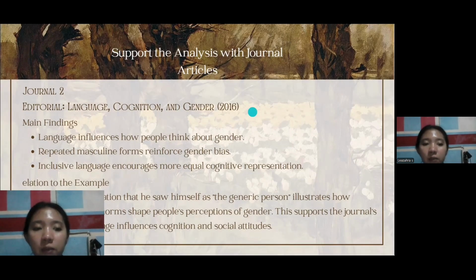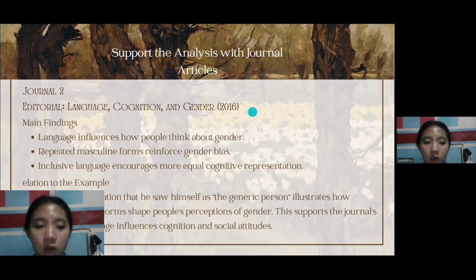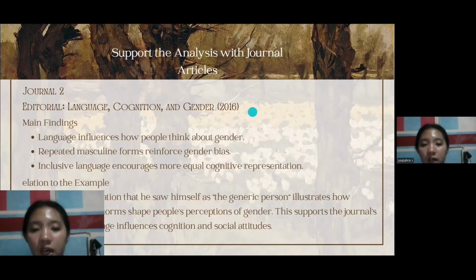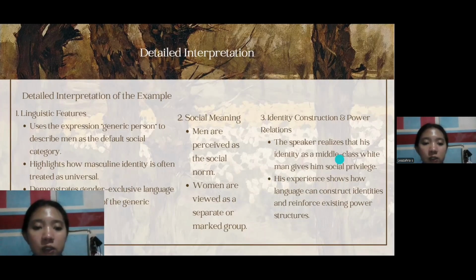Relation to the example: the speaker realized that he saw himself as the generic person, which illustrates how language and social norms shape people's perception of gender. This supports the journals' arguments that language influences cognition and social attitudes. Detailed interpretation. The first one is linguistic features. 1. Use the expression generic person to describe men as a default social category, and to highlight how masculine identity is often treated as universal. And 3. Demonstrate gender-exclusive language through the concept of the generic masculine.